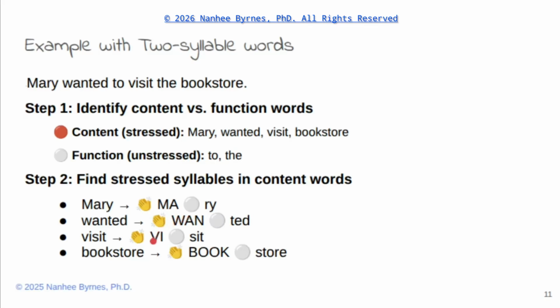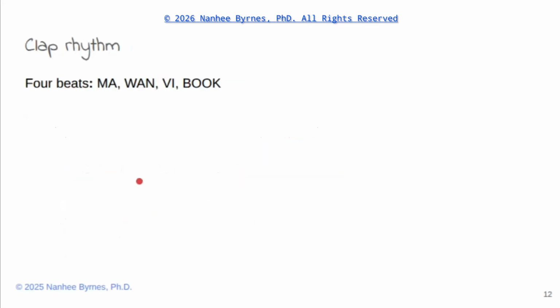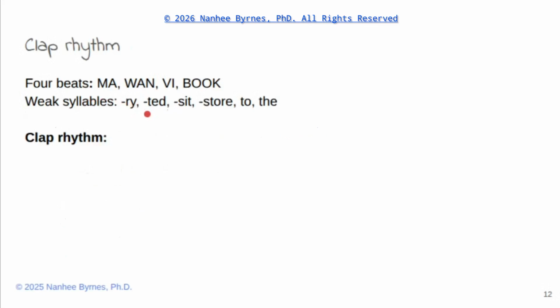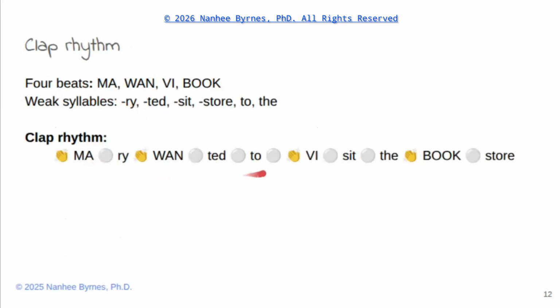So only may, wan, vi, and book are strong beats? Exactly. Now, the weak syllables are re, ted, sit, store, to, the. These are said quickly and lightly. Step 3, put it together. The sentence sounds like this. Mary wanted to visit the bookstore. If you clap on each stressed syllable, you clap on may, wan, vi, book. The rest of the syllables slide in between the claps.